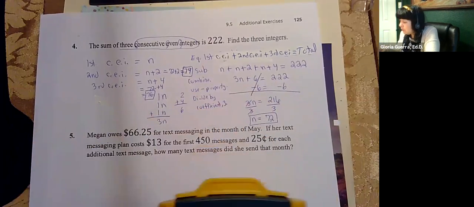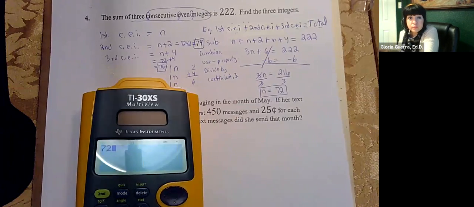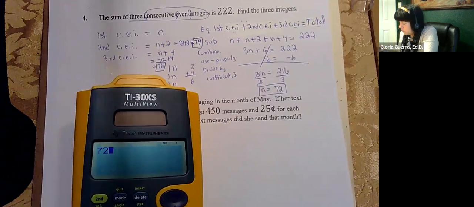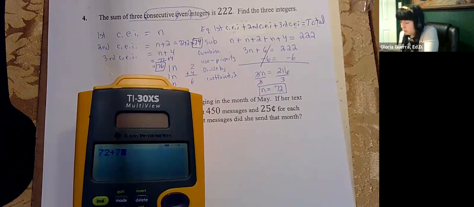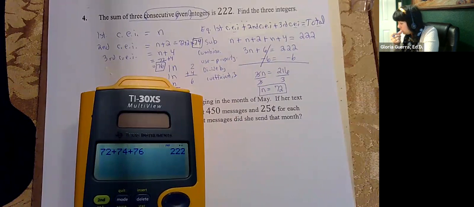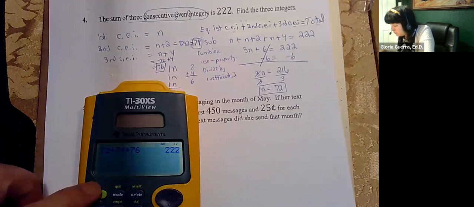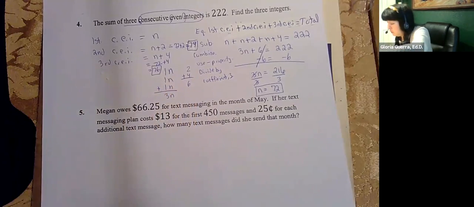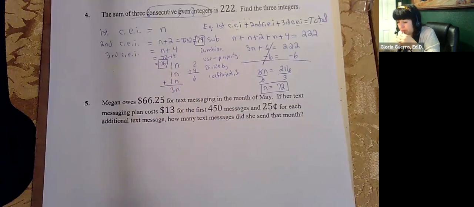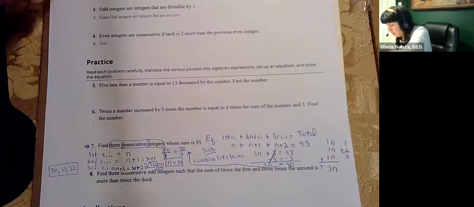And if you do a check and add those up, 72 plus 74 plus 76, it equals a total of 222. See that? Beautiful. Okay, now there was another one that involved the idea of consecutive even, consecutive odd.